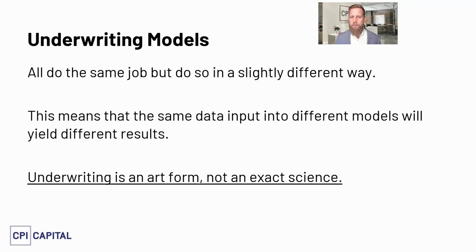Underwriting models basically all do the same job, but in slightly different ways. This means that you're going to use the same data, input it into these different models, and you could get slightly different results. They shouldn't be too drastic, but it all depends on how somebody put it together, the assumptions they've made, and some of the calculations that are used. Just keep in mind that underwriting is an art form and not an exact science.